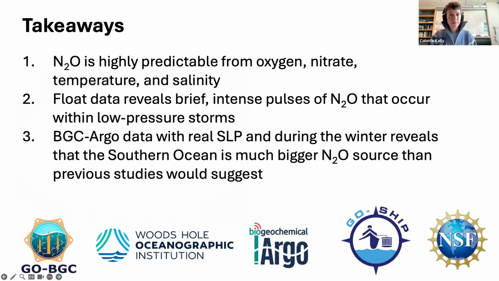And what we find is if you take the real barometric pressure into account and you take wintertime data into account, the Southern Ocean is a much bigger source of nitrous oxide than previous studies would suggest, and thus also less of a net greenhouse gas sink.